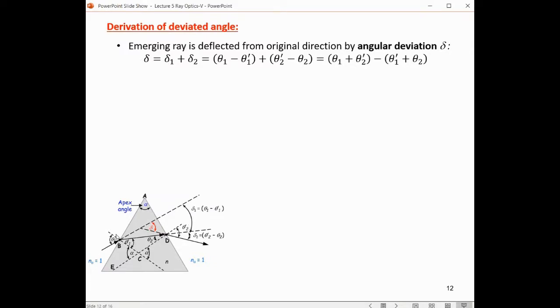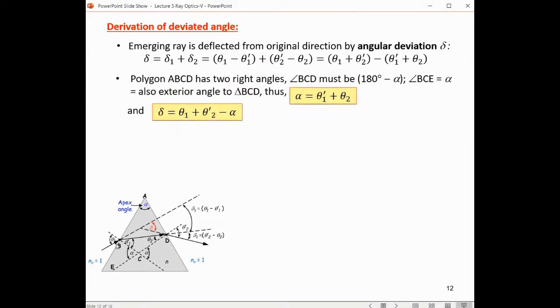Looking at these two lines here, delta 1 would be equal to theta 1 minus theta 1 prime, which is here. And delta 2, we will look at these two lines here, will be equal to theta 2 prime minus theta 2, which is given here. We regroup this as theta 1 plus theta 2 prime minus theta 1 prime and theta 2.